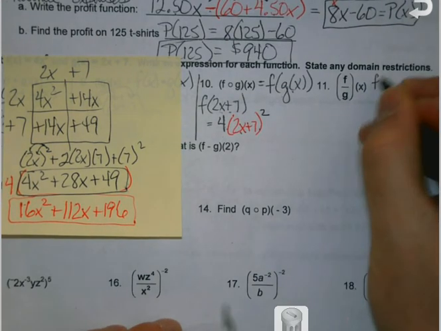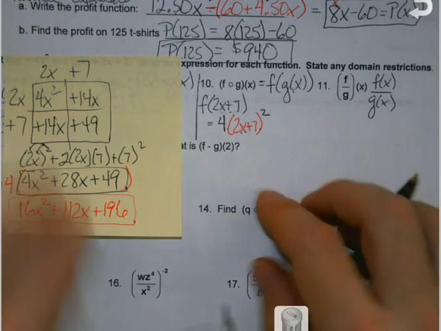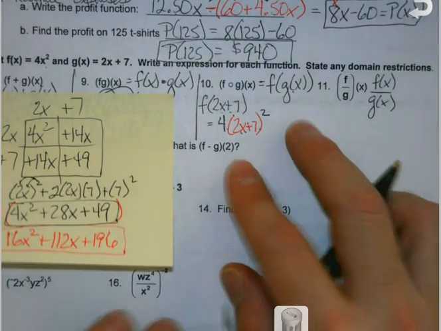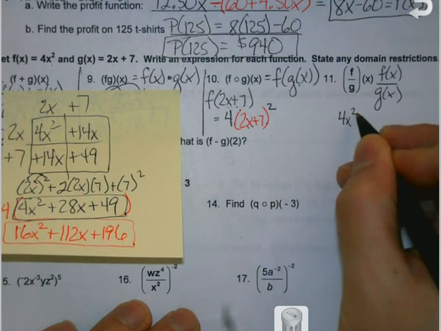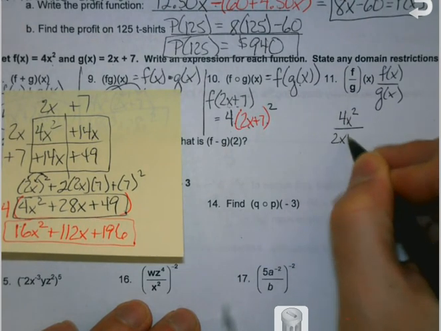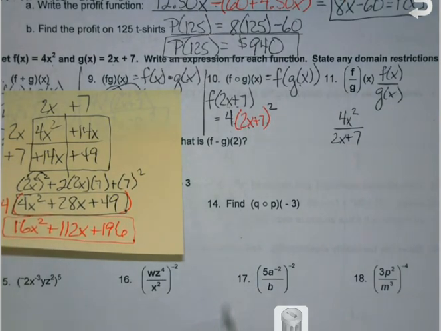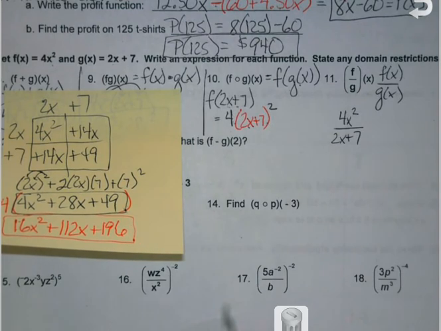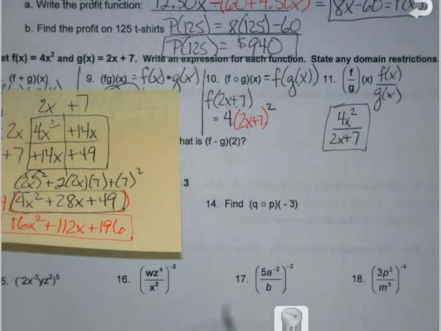F divided by g of x means f of x divided by g of x. Move this down a little so I can see my functions. So I've got 4x squared over 2x plus 7. Now you'll notice we haven't talked about any domain restrictions yet. But again, I haven't seen any fractional exponents. I haven't seen anything with a denominator so far. Ooh, I do now though. This would be my f divided by g of x, but I have to make sure the denominator doesn't equal 0.